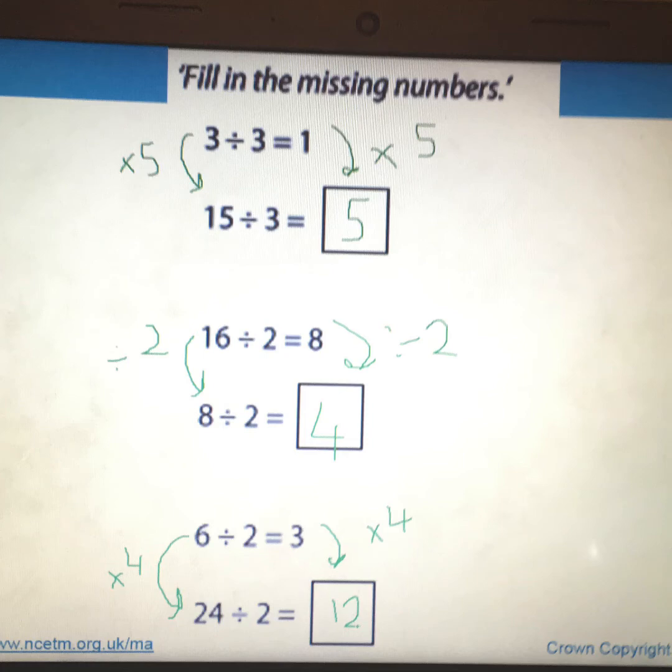Next one, we've divided by 2. So the answer is 4. And then for the last one, you've timesed by 4. So the answer is times by 4, which is 12. Well done if you got those right.